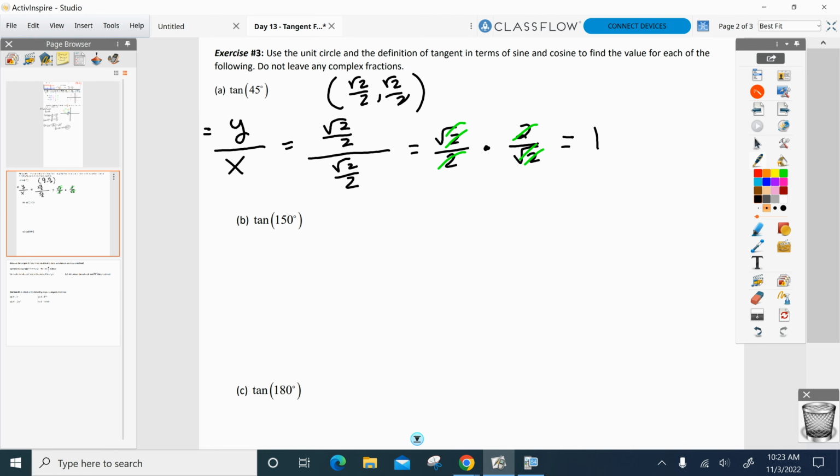Tangent 150. And I know everyone goes to their calculator, and then what's in your face? A sloppy decimal, which we cannot write down as an answer. No credit whatsoever. So where do you start? Where do we start here? Tan of 150. Where do I even go?